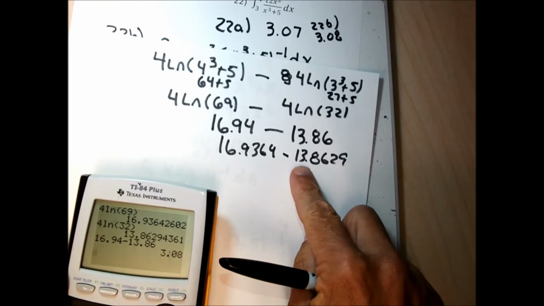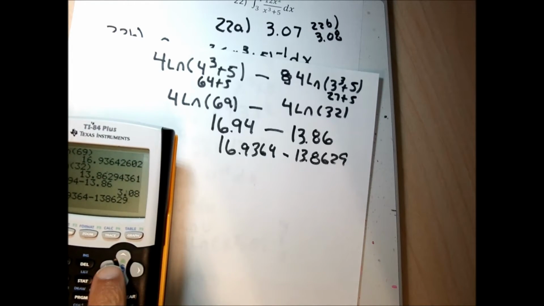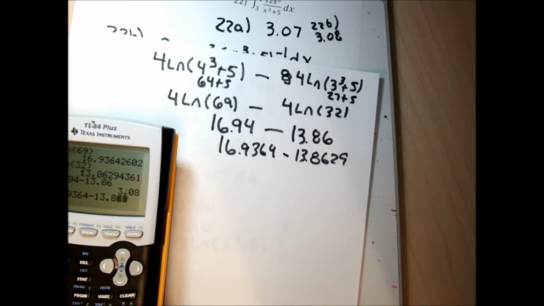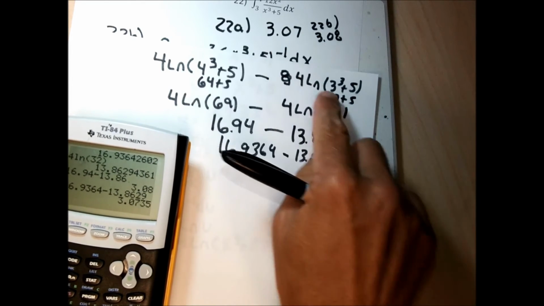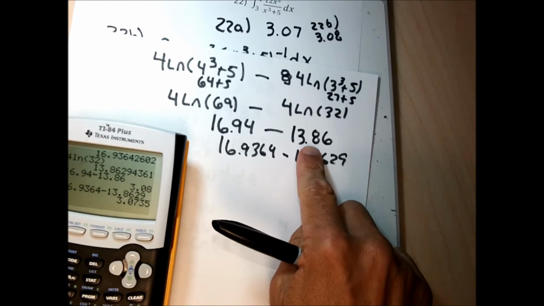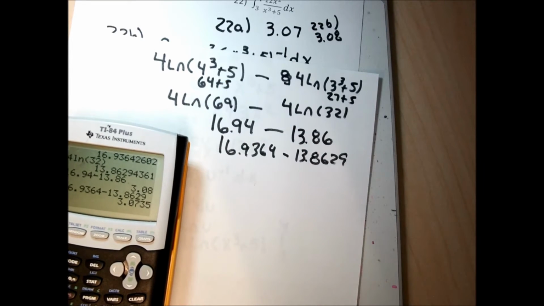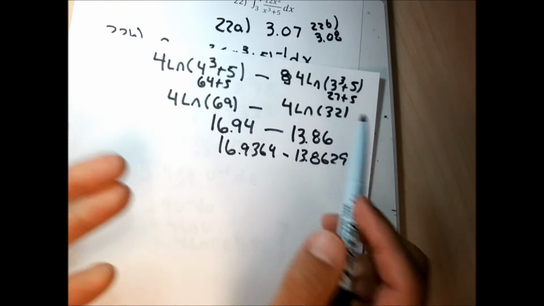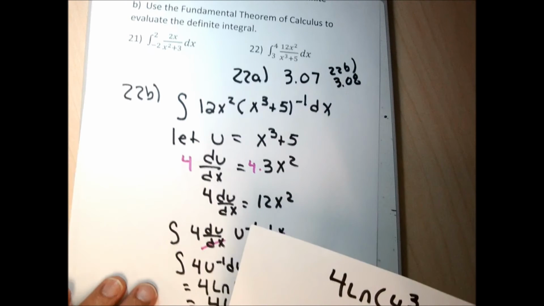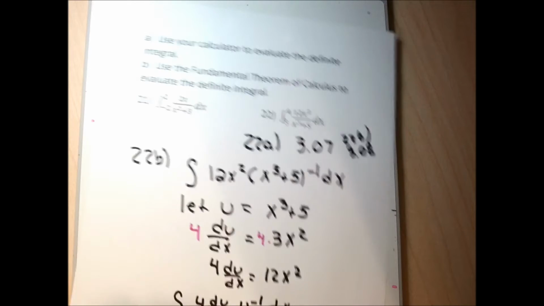If I would have carried more decimals and did 16.9364 minus 13.8629, then I would have got something that rounded to 3.07. The fact that I rounded to 2 decimals, so I tell you to round to 2 decimals, that could cause your answers to part A and part B to be off, like mine turned out to be off. That I can live with. When the derivative or the integral has an ln, you're stuck with a decimal answer. There's no way to get out of that decimal answer. All right.